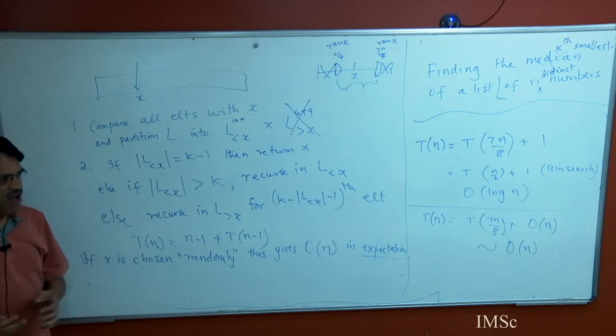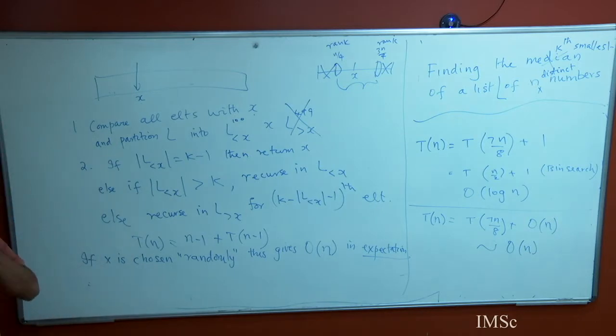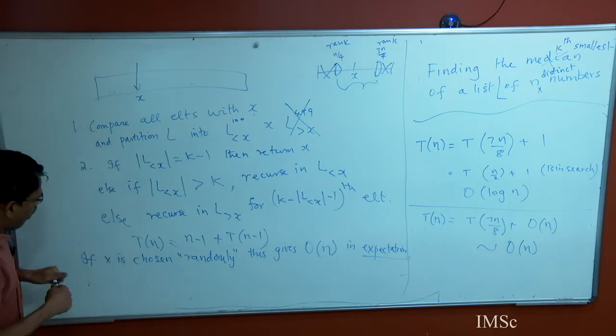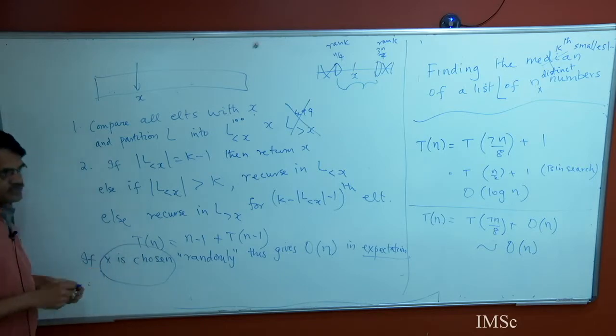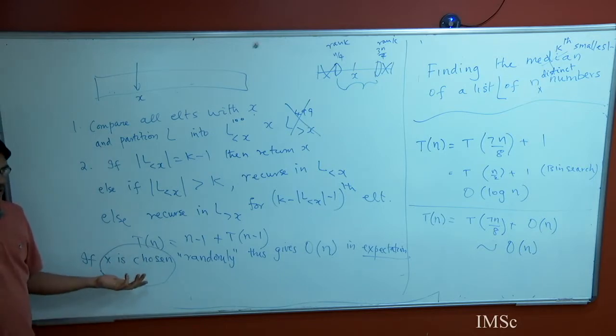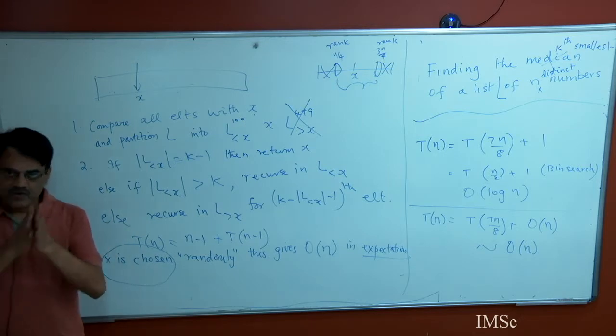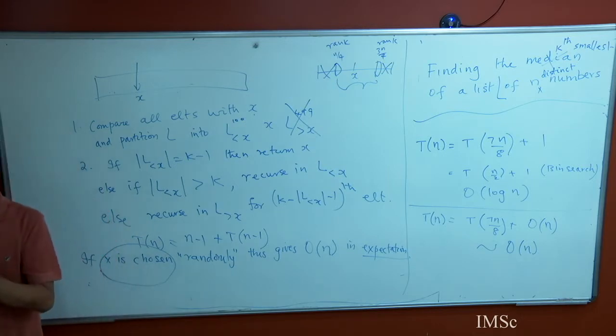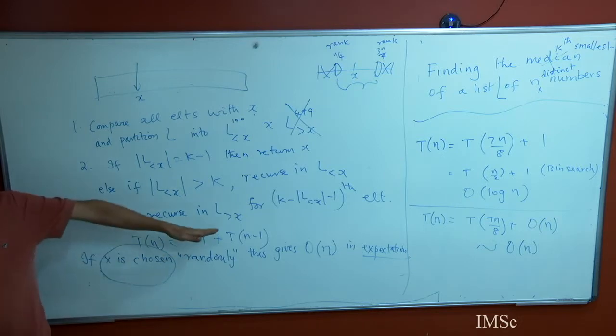On the average. Average over what? If we run this algorithm so many times, the average running time is order n. So it is the average over all possible choices for x, because this is my random step here, right? If x happens to be the smallest, there is a running time. If x happens to be second smallest, there is a running time. You take all these running times and take the average, and that average will be linear.